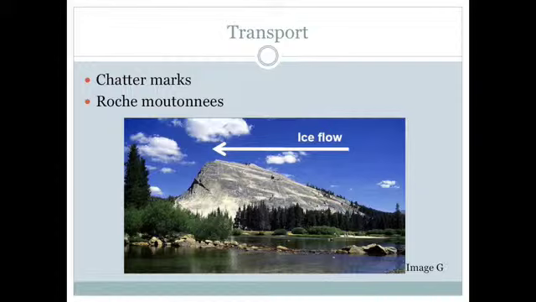Now, next we come to transport. Common signs of transport are chatter marks and, of course, roches moutonnées. Chatter marks are marks created by abrasion when little pieces of rock are chipped off of the bedrock underneath the glacier. Roches moutonnées, as seen in the slide before, are created when a large part of the bedrock is split off, creating an elongated, circular mound.